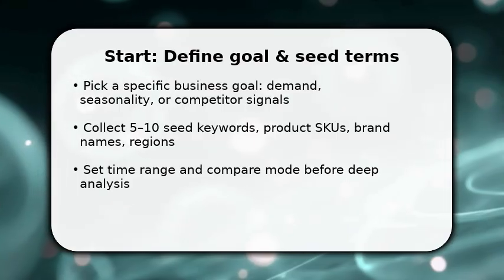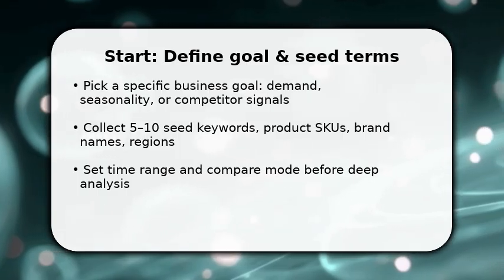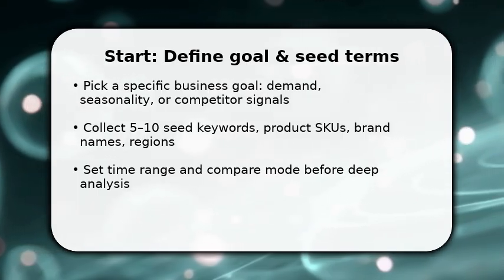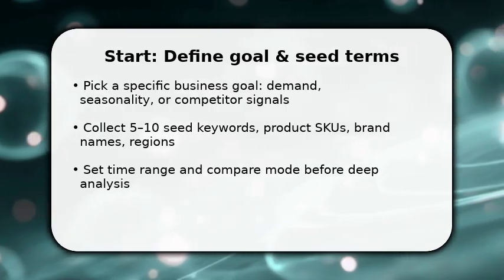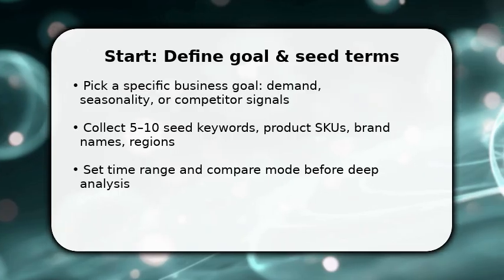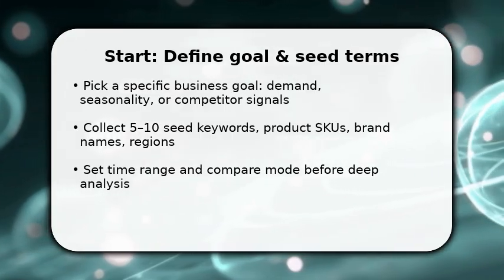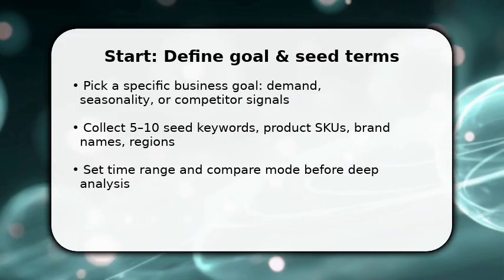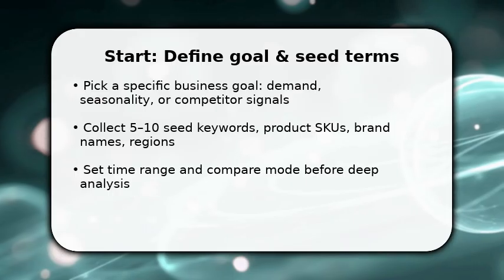You start by setting a clear business objective: demand prediction, seasonal planning, or competitor monitoring. Once done, gather 5 to 10 seed keywords, product SKUs, brand names, and target regions. Then open Google Trends, set the time range, and switch to compare mode. This lets you view relative interest immediately. You do this now so data shapes your strategy, not the other way around.